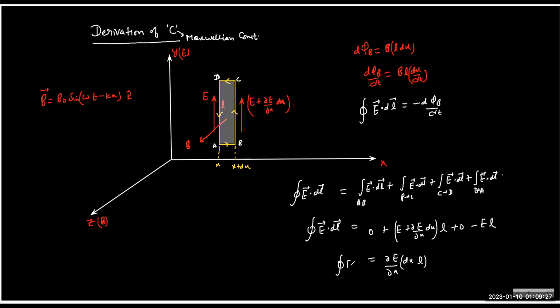So we have this answer for E dot dl. And what we have there is d phi. So the way of writing will be like this: d phi B by dt. I can see L dx will get cancelled out.